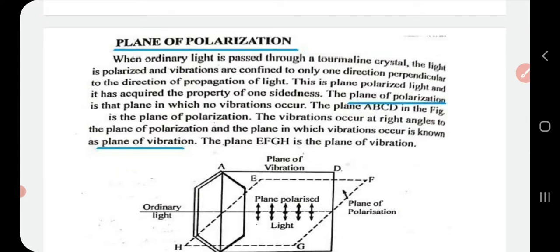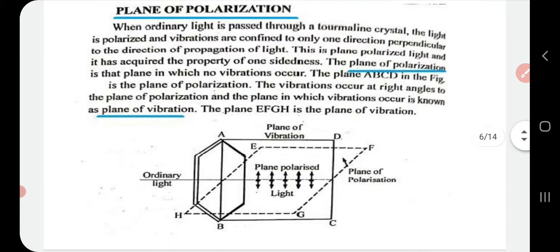When ordinary light is passed through a tourmaline crystal, as I said before, light is polarized and the vibrations are confined only in one direction, perpendicular to the direction of propagation. That light is said to be plane polarized, and the plane of polarization is that plane in which no vibrations occur. In the figure, it is represented by the plane ABCD.